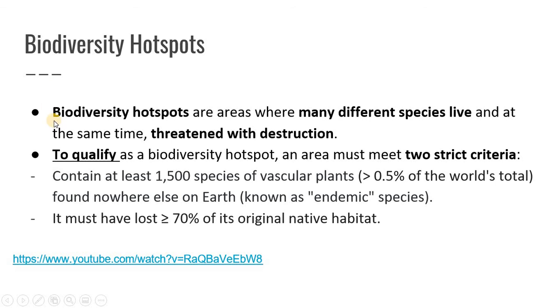And we also talked about what a biodiversity hotspot is. In order to qualify as a biodiversity hotspot, an area must meet two strict criteria. The first criterion is it must contain at least 1,500 species of vascular plants, or more than 0.5% of the world's total, found nowhere else on Earth. Sometimes we call them endemic species. And the second criterion is that it must have lost 70% of its original native habitat.